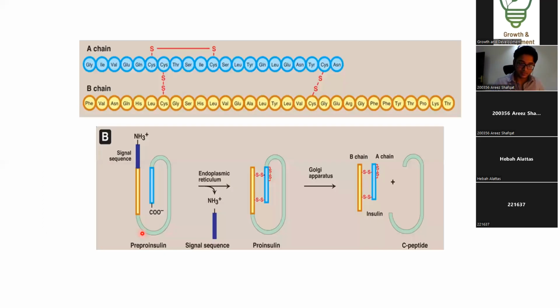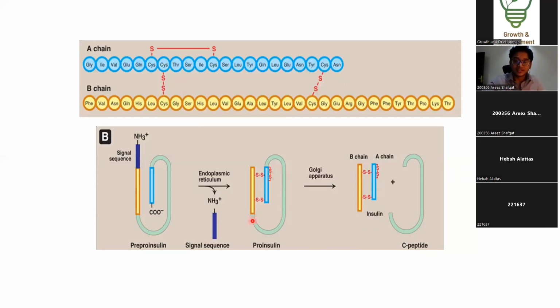Okay. This is just showing you the structure of insulin. There is an A chain, there is a B chain, two disulfide bridges between them, and one disulfide bridge within the A chain. So one intra-chain disulfide bridge, two interchain disulfide bridges. This is showing you the synthesis of insulin. Insulin is synthesized with a signal sequence. So this is pre-pro-insulin. The signal sequence is removed to form pro-insulin.